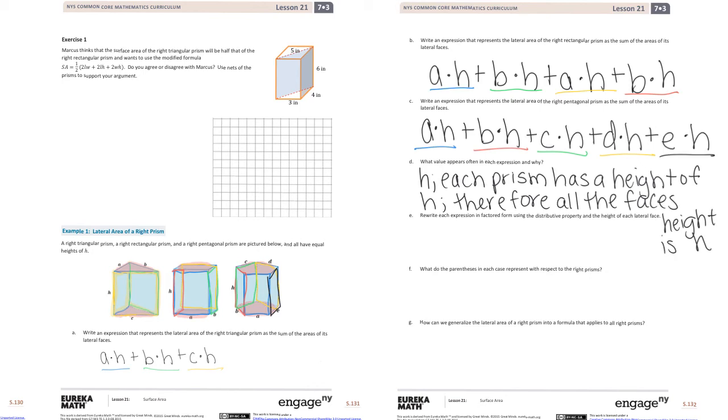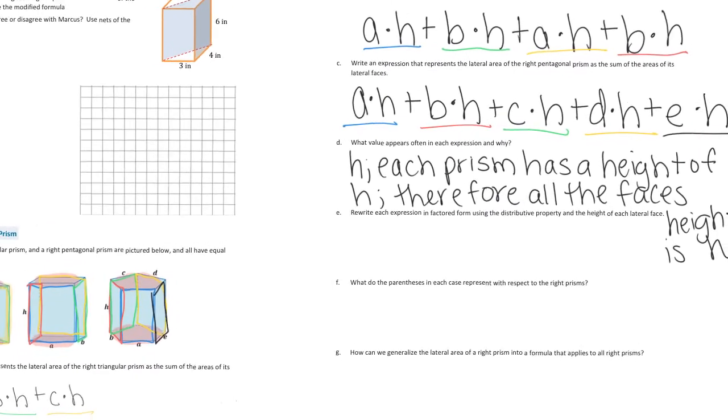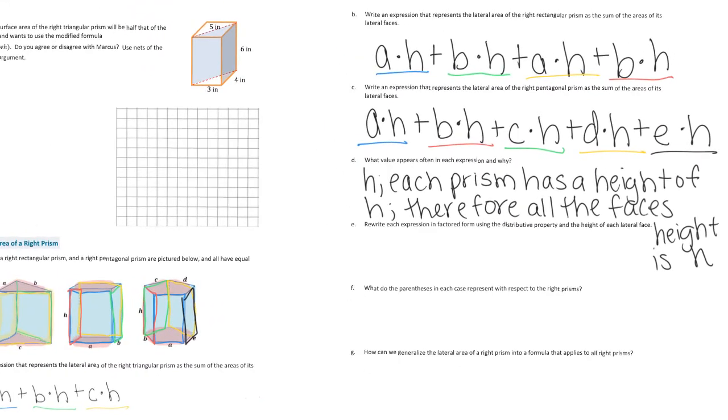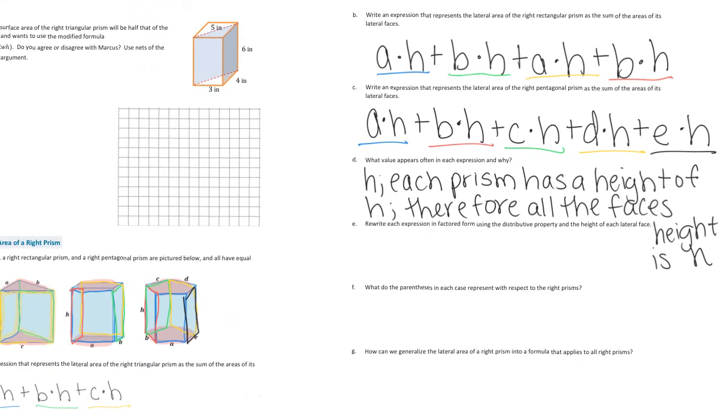All right, well, I hope you were able to find some more room to write that. Let's go ahead and move down to E. For E here, it says rewrite each expression in factored form using the distributive property and the height of each lateral face. What that means is that we need to look at all of our multiplication problems that are given to us and factor out what they have in common.